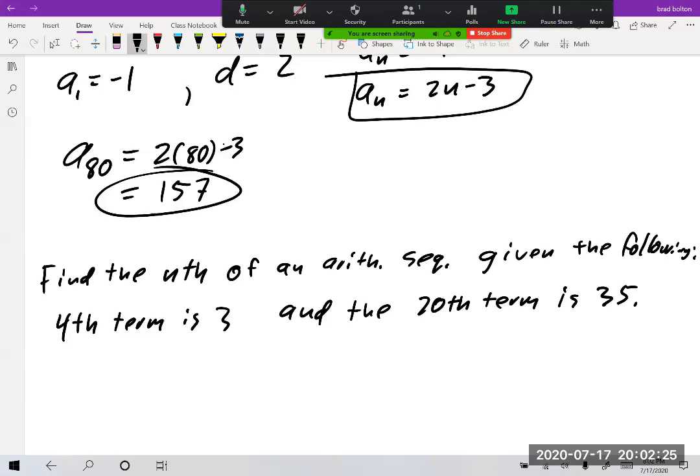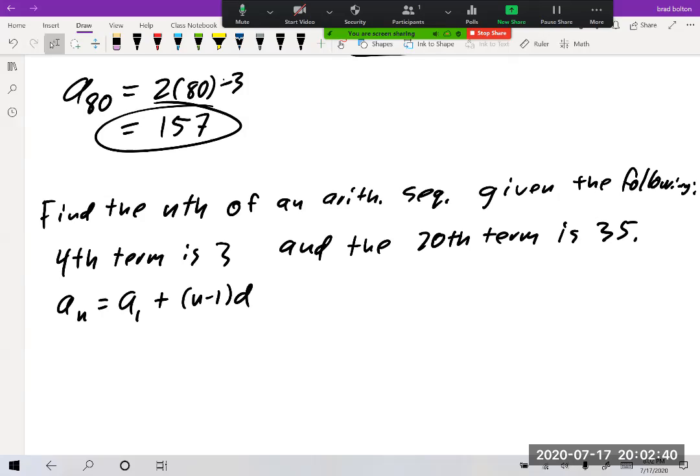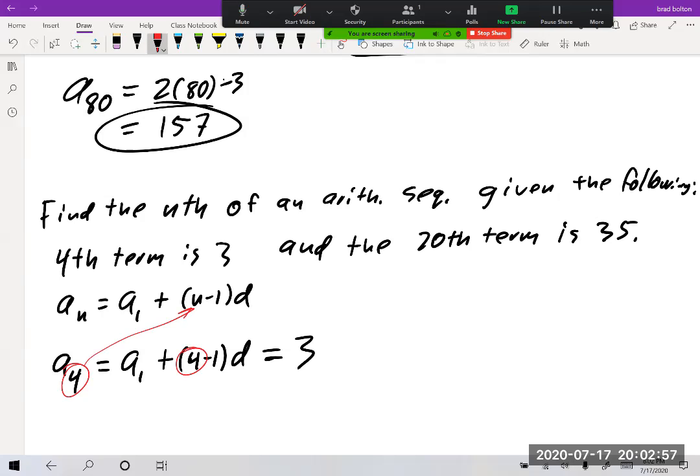We're going to fall back on our formula that says a sub n, because they want us to find the general term, the nth term. A sub n equals a sub 1 plus n minus 1 times d. That's my formula for arithmetic, right? So they gave me some information. They told me that the fourth term, a sub 4, is worth 3. So a sub 4 is a sub 1 plus 4 minus 1 times d, and it equals 3, right? Because my n is 4, I plugged that in right there.